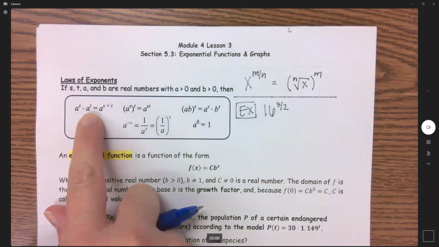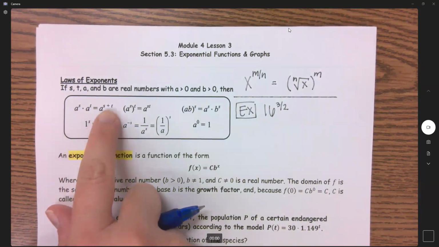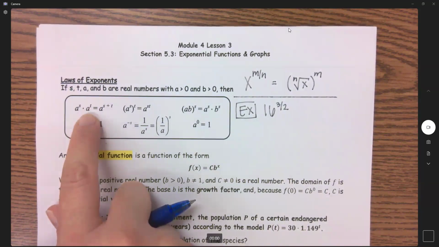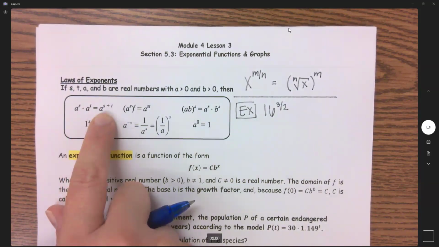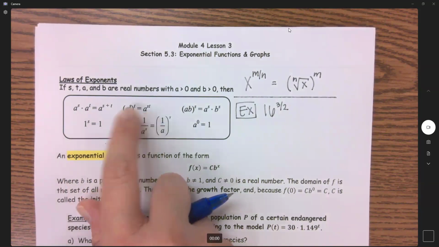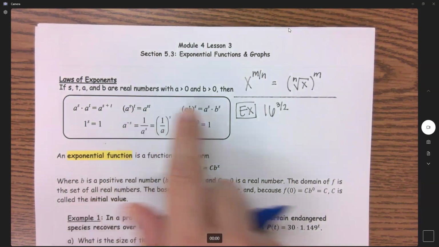When you have the same base and you're multiplying, you need to add your exponents together. So if this is x cubed times x to the 5th, that would be x to the 8th. If you have a power to a power, you multiply those. So x cubed all to the 5th is x to the 15th.